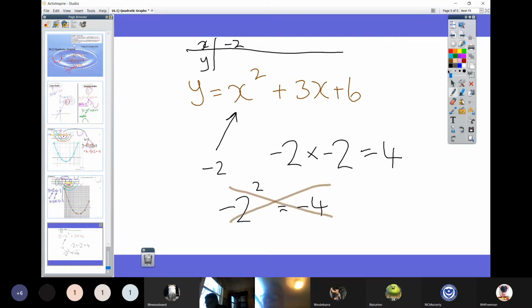So if you are relying on your calculator to work any of the values out, remember to protect the minus. Put the minus 2 into a bracket, and then it will correctly work it out to be plus 4. Okay, guys, that's all I wanted to go through with you.